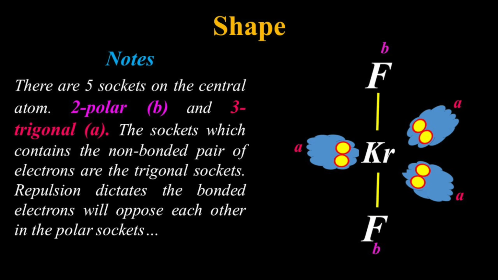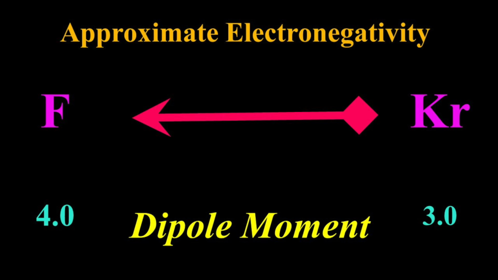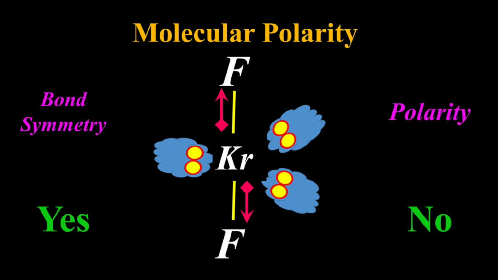All right, so what do you think the geometry will be? It'll be linear. Remember, the parent geometry is trigonal bipyramidal, 5 sockets. Krypton has an electronegativity, as the larger noble gases do. So it has symmetry, yes. Polarity, no. It is nonpolar.